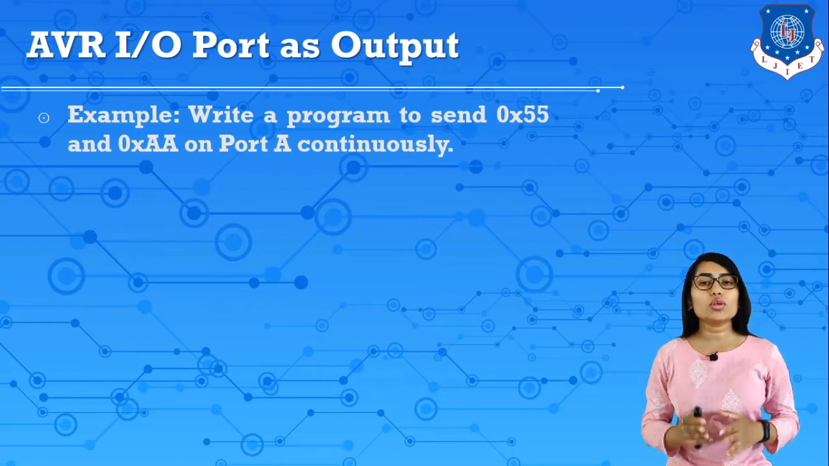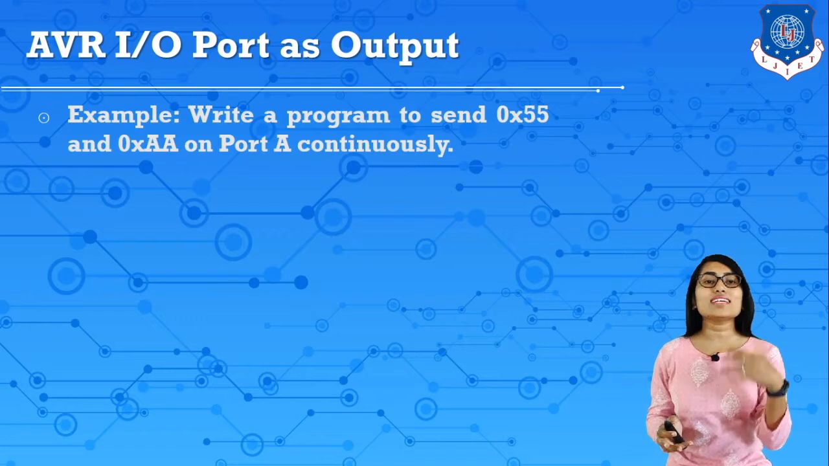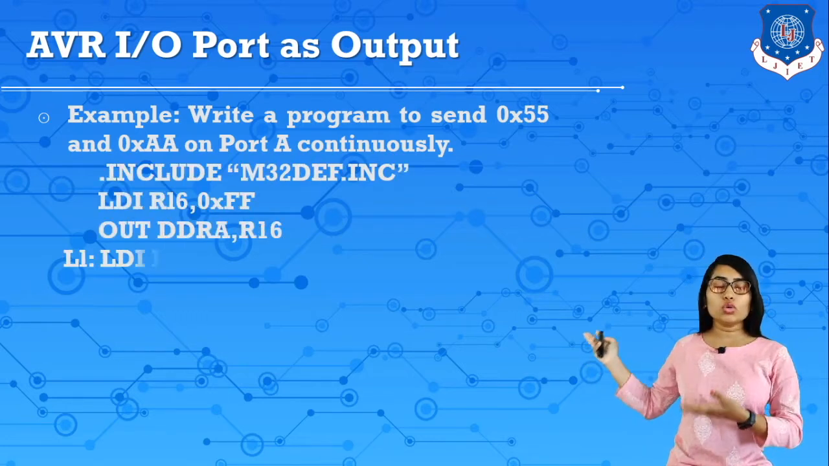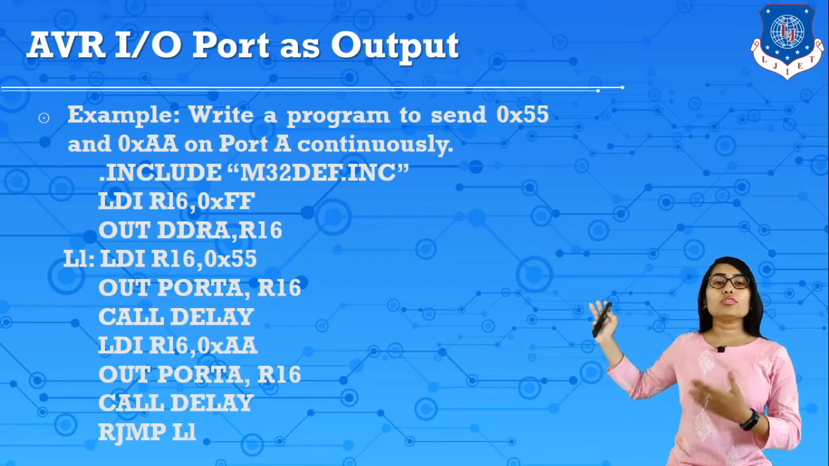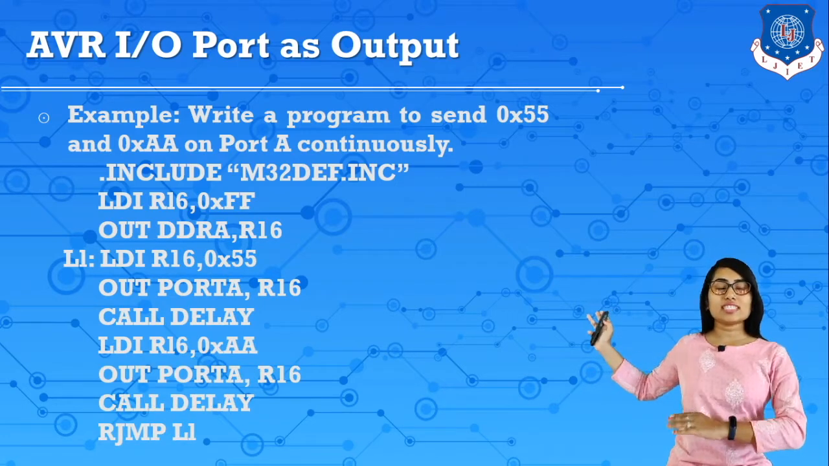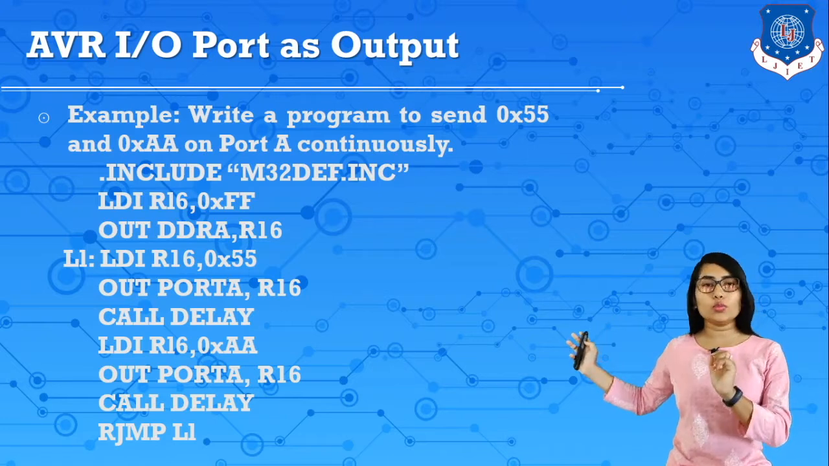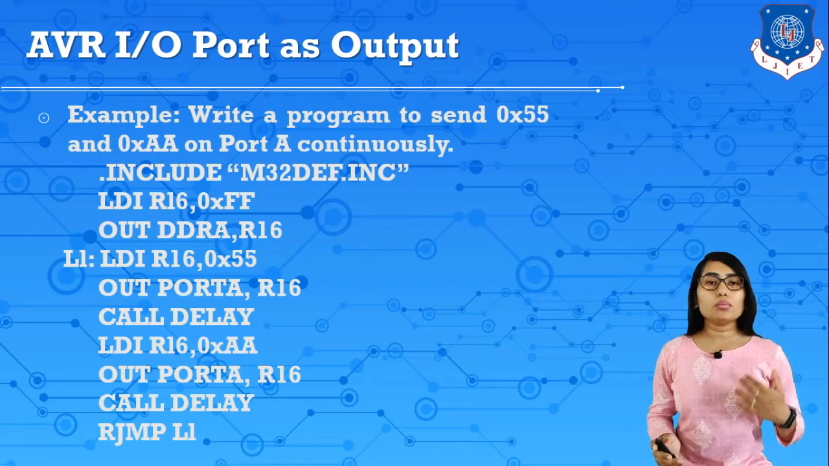Write a program to send data on a port. That means here the port works as an output port. So how can we do that? First, include the library of ATmega32, so .include m32def.inc. Then first make the port an output. So how can we make a port an output?